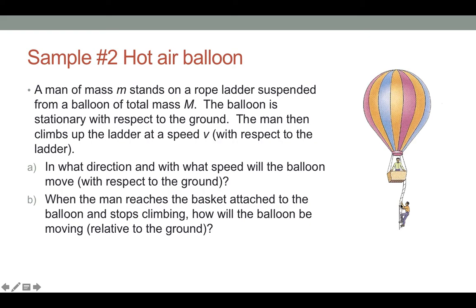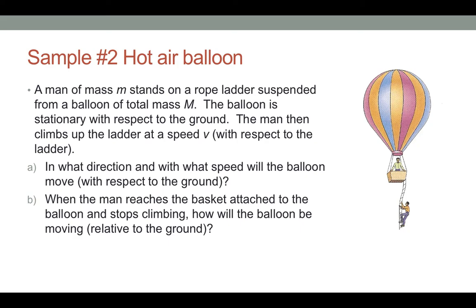This man then climbs up the ladder, moving with a velocity v, where v is measured with respect to the ladder. What I want you to figure out is, in what direction and with what speed does the balloon move with respect to the ground while the man is climbing up the ladder?